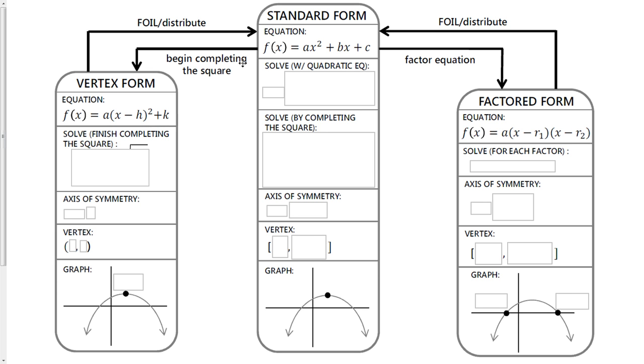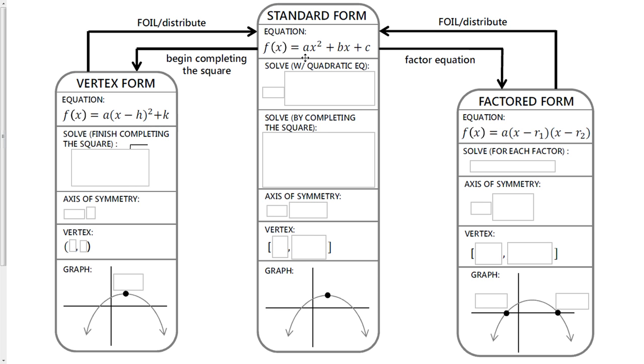Now, if we're going to be converting between these three forms here, if we're going to go from standard form to a factored form, we need to obviously factor the equation. If we're going to go from a factored form back to a standard form, that's when you use FOIL, the distributive property, to expand each of these groups out into a single expression with no parentheses.